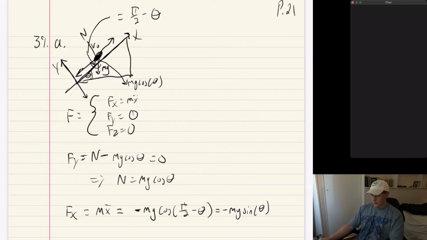I think that's right. Thus, the acceleration should be negative g sine theta. Now we integrate this. We don't have a thing for y, though. Well, it shouldn't move. It shouldn't technically move in the y direction.